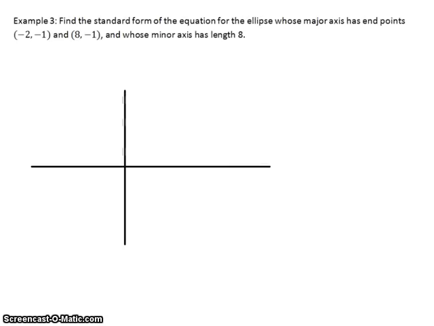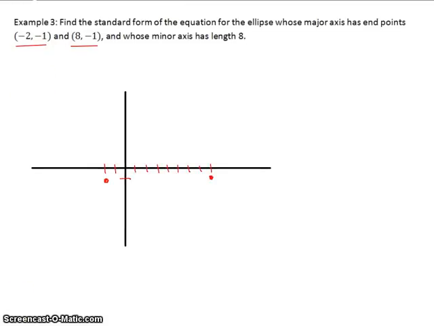Let's go ahead and start off with example 3. We want to find the standard form equation for the ellipse whose major axis has endpoints (-2, -1) and (8, -1), and whose minor axis has length 8. Let's start off by plotting these points. These points represent the endpoints of the major axis. So that tells us a lot. That tells us that this goes from -2 all the way to +8. That tells us the major axis has a length of 10.